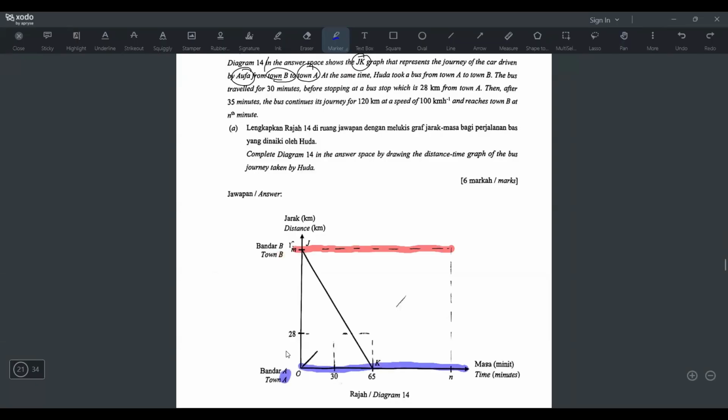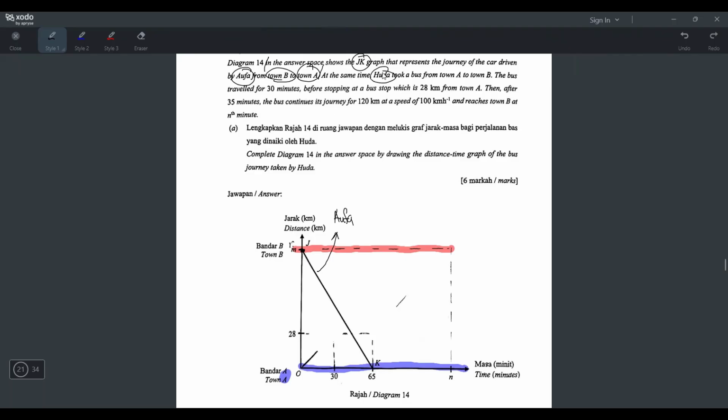Town A. And as you can see, this person named Alpha traveled from town B to town A, because when the time is 0, she is here, so it's at town B, right? And then it moved for 65 minutes. After 65 minutes, she reached town A, right? So this is Alpha's journey. Let's keep reading.